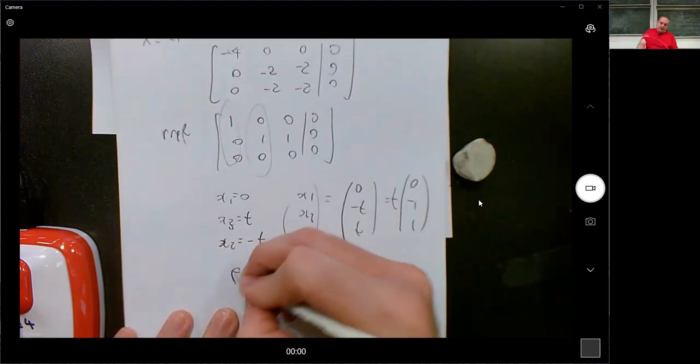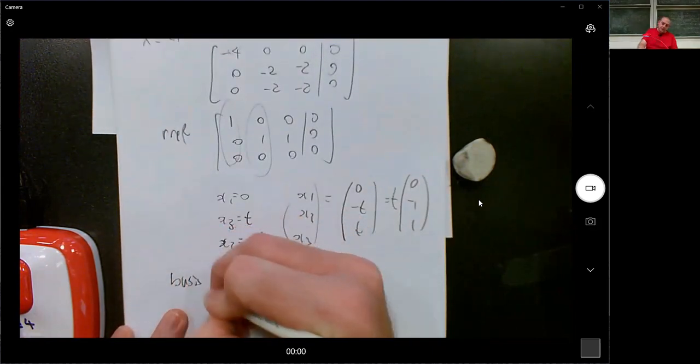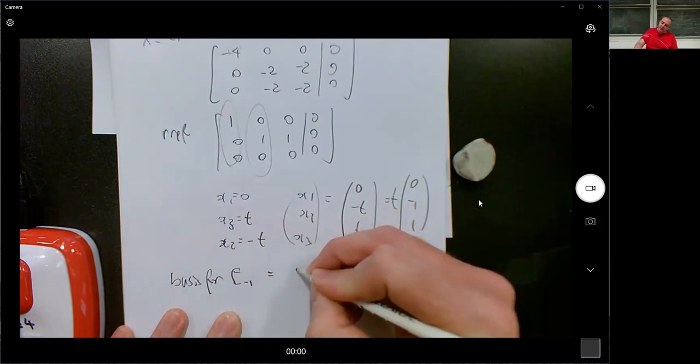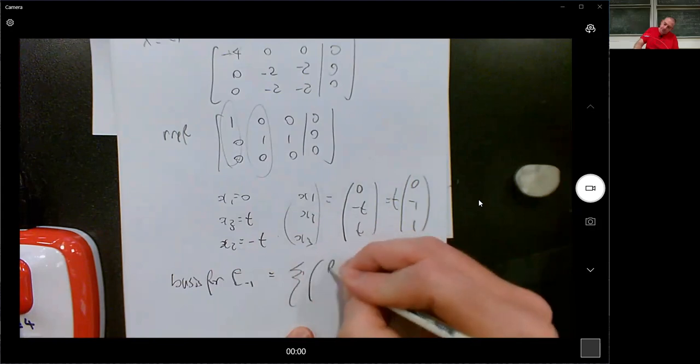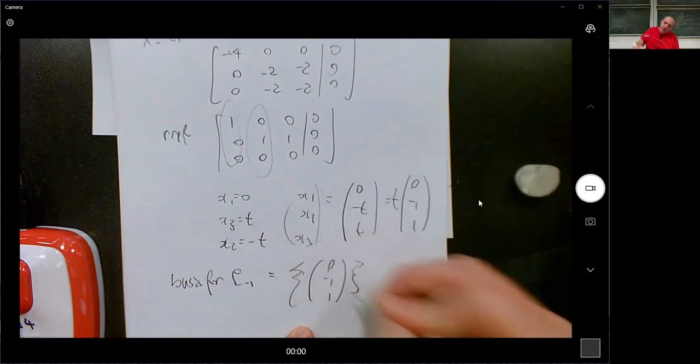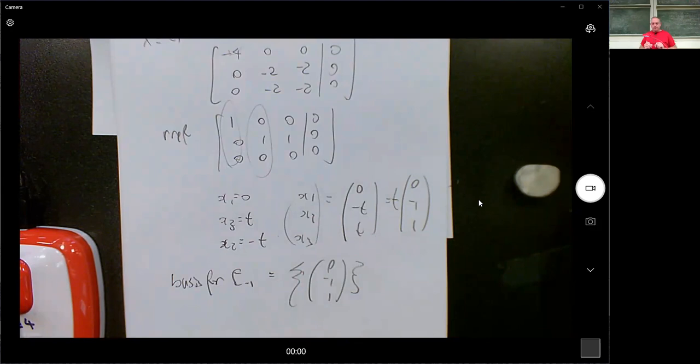And so therefore my basis for the eigenspace for -1 is... Okay, so here's the thing. If I was just ordinary diagonalizing this, I could just use these vectors as they are. Even if it's a symmetric matrix, you don't have to orthogonally diagonalize it, you can just ordinary diagonalize it. So I'd just use the vectors as they are.